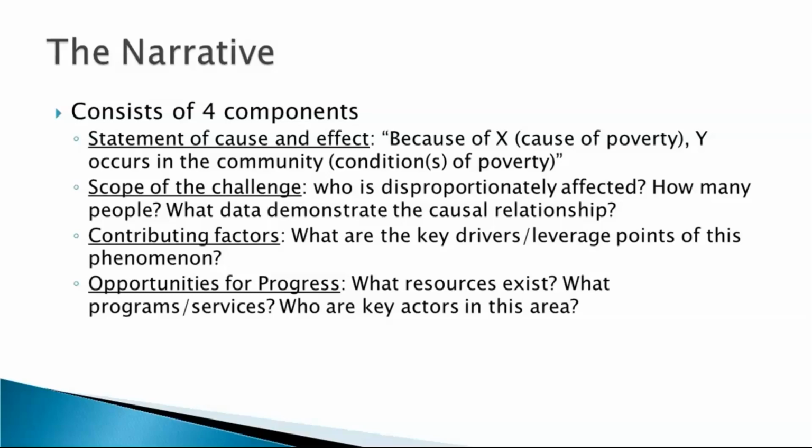And then the last component is opportunities for progress. What are the resources that exist in the community right now relative to this cause and effect? What programs or services already exist? Who are the key actors in this area? We found that this was actually a very difficult element to complete because we realized that no one really knows all of the resources and all of the key actors. But it's a great place to start creating that list so that when you engage in the planning process, you can go to your key stakeholders list in your community assessment and say, okay, I need to start talking to these folks, and I need to be reaching out to these organizations because they're already doing something in this area.